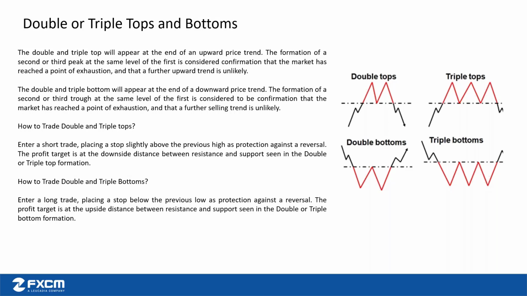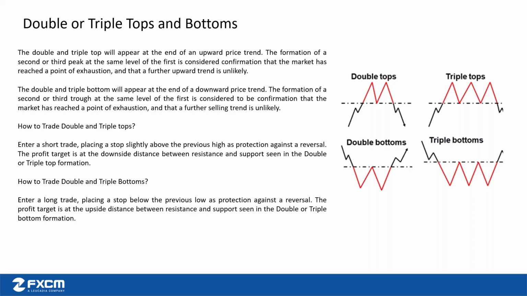How to trade the double top and triple top. Enter a short trade, placing a stop slightly above the previous high as protection against a reversal. The profit target is the downside distance between resistance and support seen in the double or triple top formation.